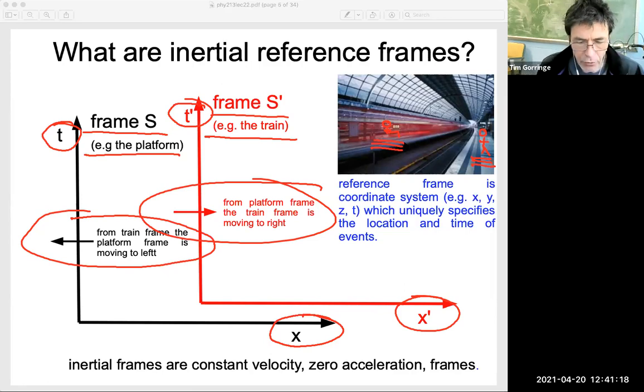And so that's an important concept, these different reference frames. And both reference frames are perfectly valid. We'll see that both reference frames are perfectly valid. The platform reference frame is not some sort of privileged super reference frame. The train reference frame is not some privileged super reference frame. They're both equally valid reference frames.